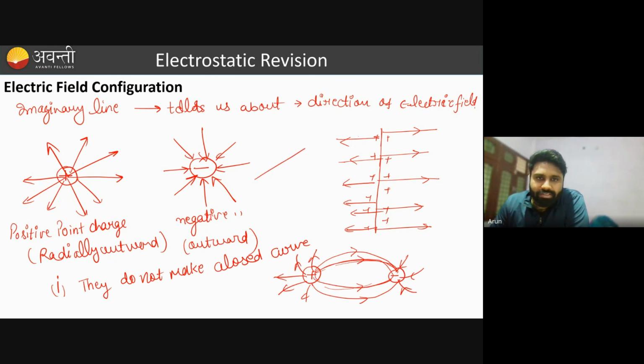Because if two electric field lines cut or intersect each other, what will happen at the point of intersection? You have the possibility to draw two tangents at that point, in two directions. But at that particular point, the electric field cannot be in two directions. That is why two electric field lines can never intersect each other. Okay.